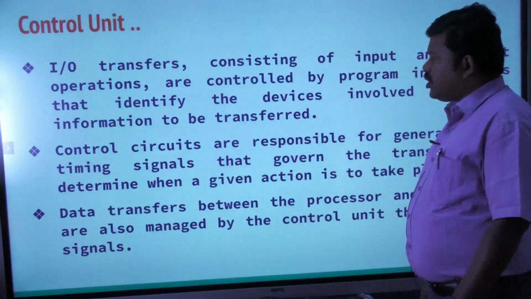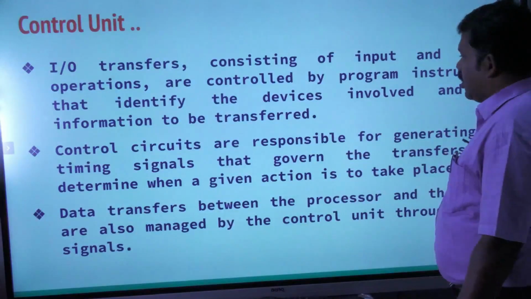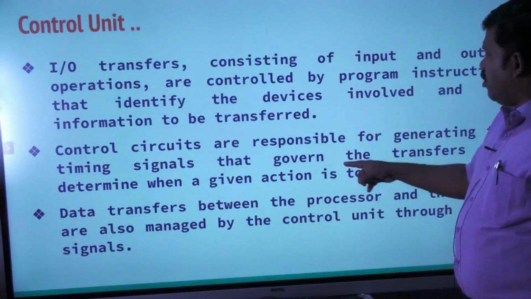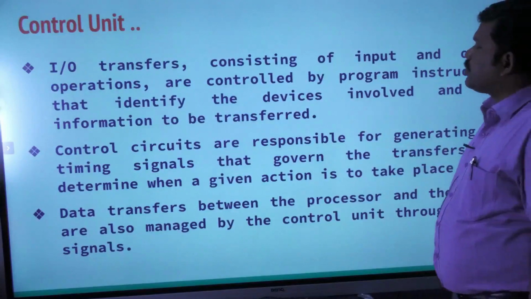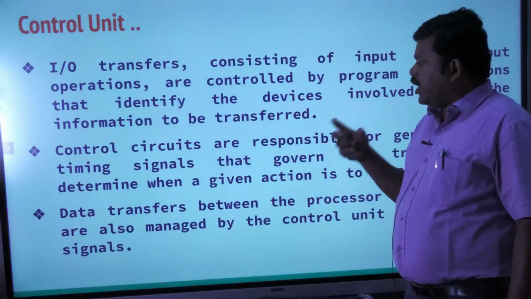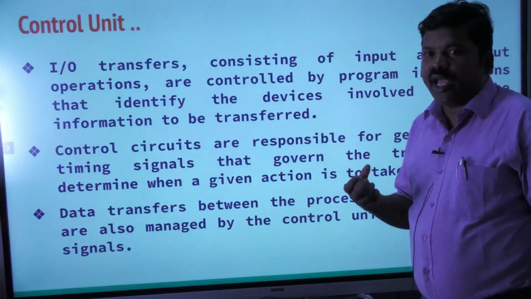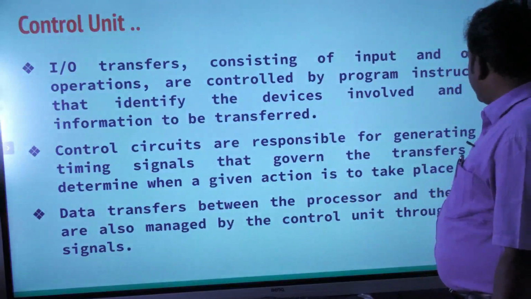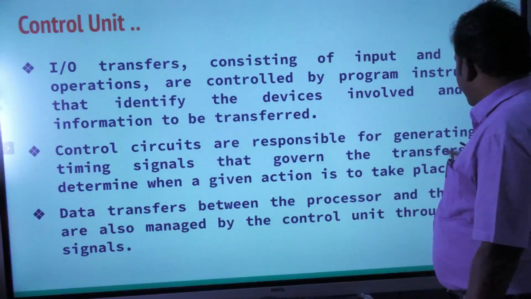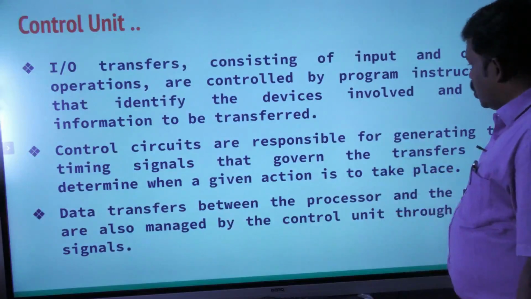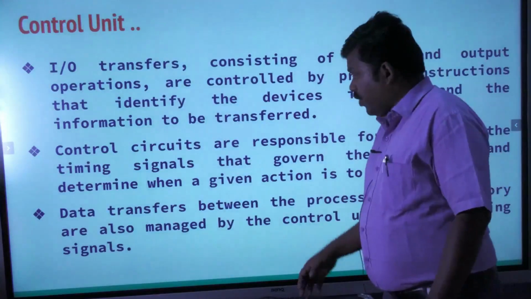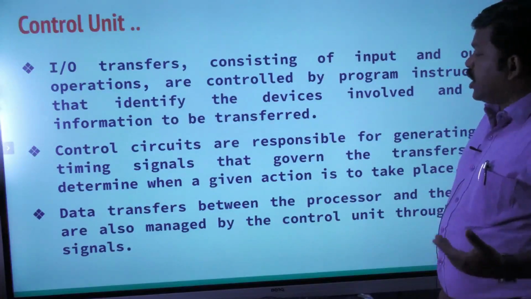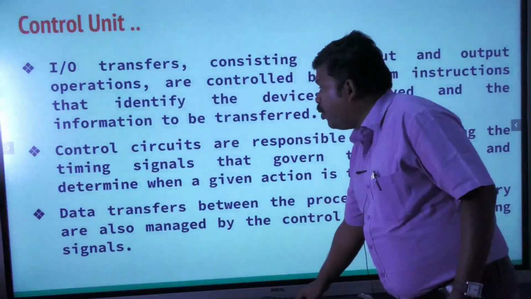There are control circuits. These control circuits are responsible for generating the timing signals that govern the transfer and determine when a given action is to take place. These timing signals ensure that all the operations are carried out within the time bound, and the data transfer between the processor and the memory is also managed by the central control unit through the timing signals, or clock signals. We have to ensure that all the instructions are executed within the time bound given by the timing signals.